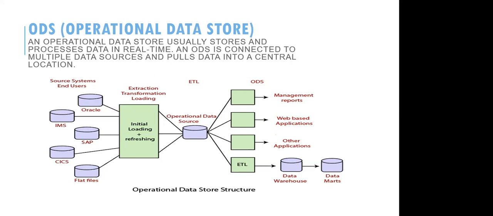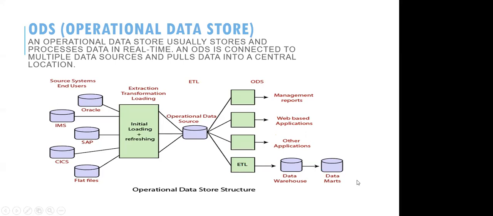The ODS is connected to multiple data sources and pulls the data into a central location. Whatever actions I want to do, I'll do them there, and after that the data can go to the data warehouse and then to the data mart. But not all companies use an ODS. It depends purely on whether the business wants to keep one. Otherwise, we directly load the data to the data warehouse, and it goes to the data mart if required.